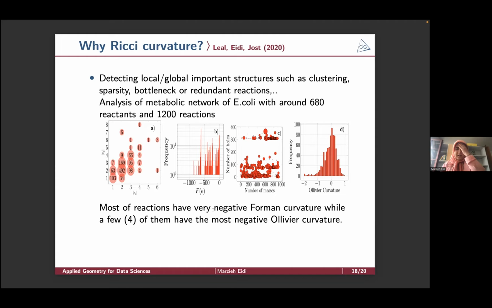In diagram C, what we see is the distribution of masses and holes. And as you see again, many reactions have a lot of masses and a lot of holes. The size of the balls basically correlates with the number of reactions that have those masses and holes. But in diagram D, what you see is that although we have so many masses and holes, the Ollivier-Ricci curvature is around zero for most of the reactions. So basically, it shows that the masses and holes are really not that far from each other.